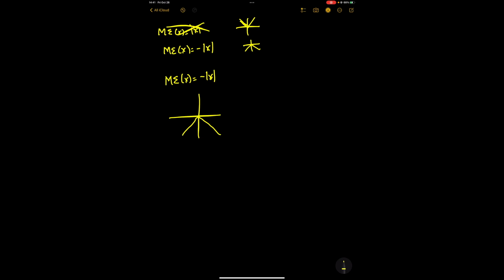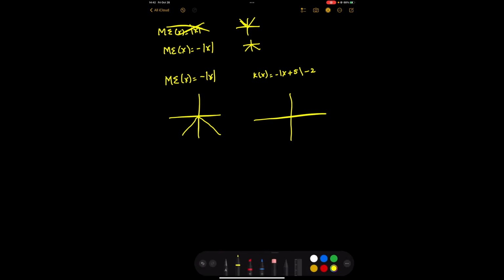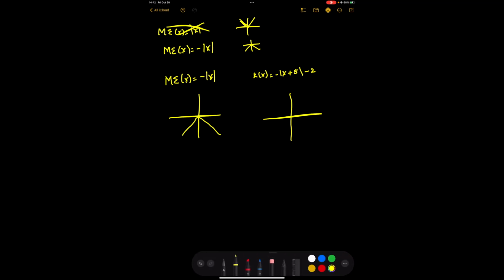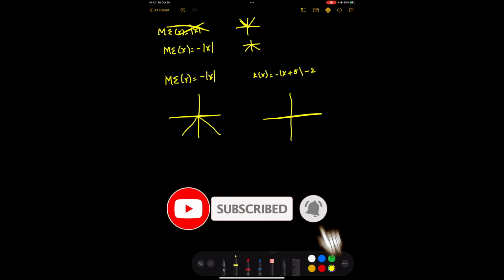And they say to graph this function right here, and let's say it's k of x equals negative absolute value of x plus 5 minus 2. We're gonna graph this. Now remember, in the last video we did something close to that, and we worked through from left to right. And again, we're gonna work from left to right, from the beginning to the end.